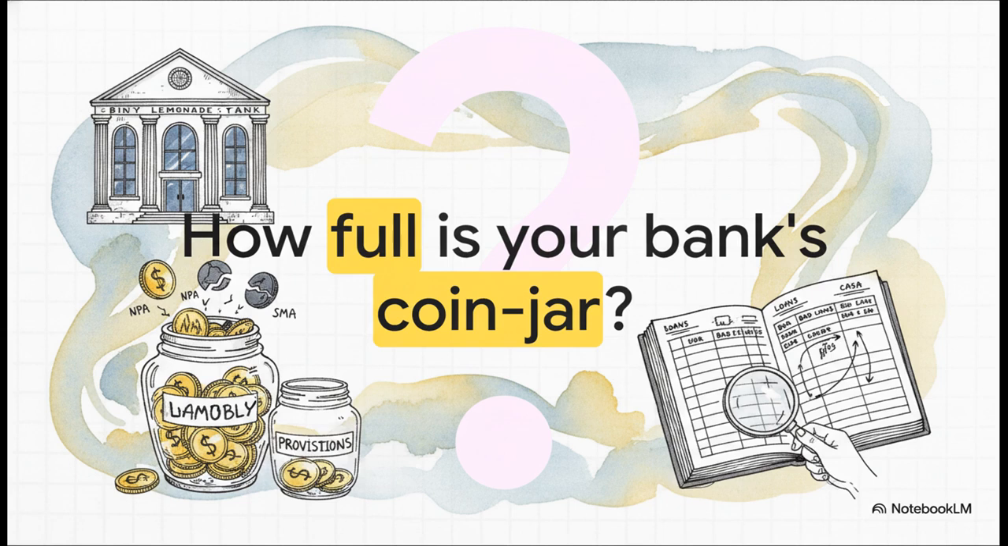Which brings us to a final thought. The next time you look at a bank, don't just look at how big and shiny their lemonade stand is. Look at their bad loans. Look at their NPAs. Knowing how loans wobble into SMAs and fail entirely, I want to leave you with this question. How full is your bank's coin jar before you trust them with your CASA? Dig into those provisions, and you'll really know how safe your money is.